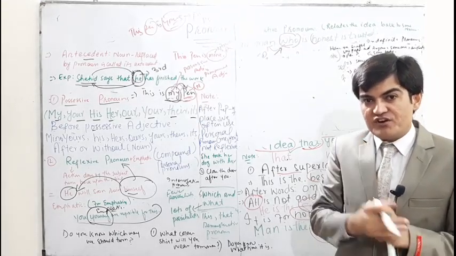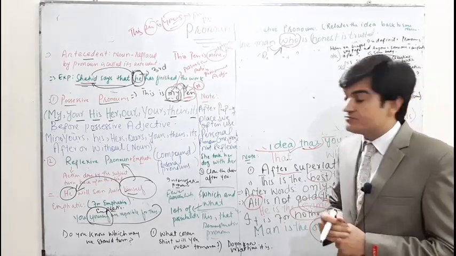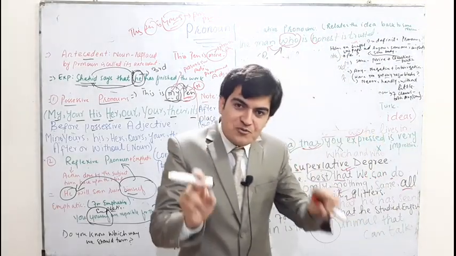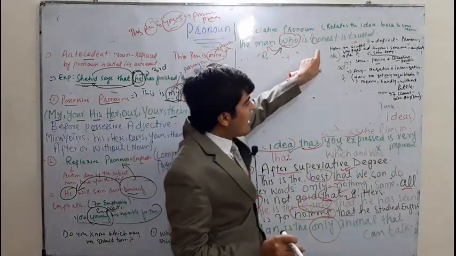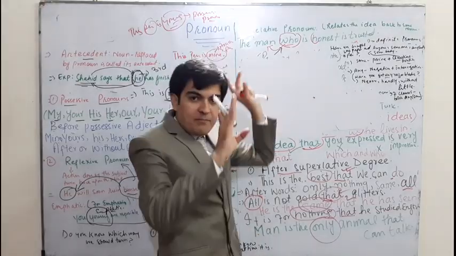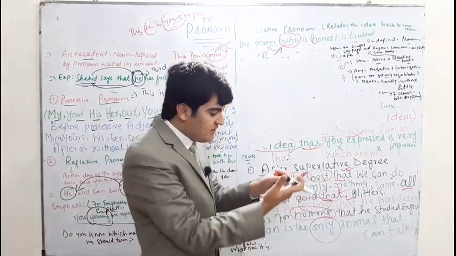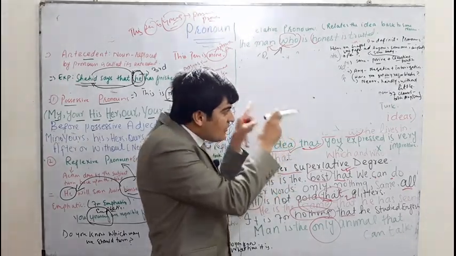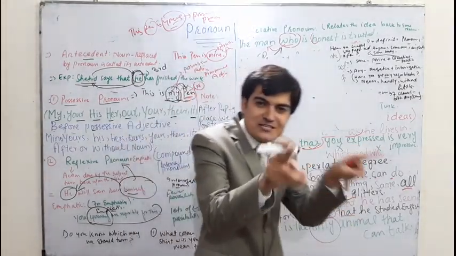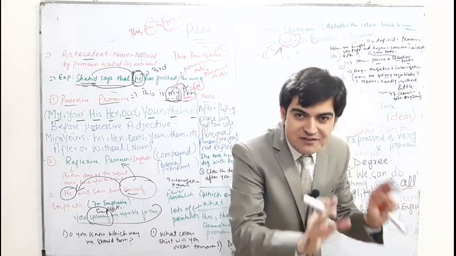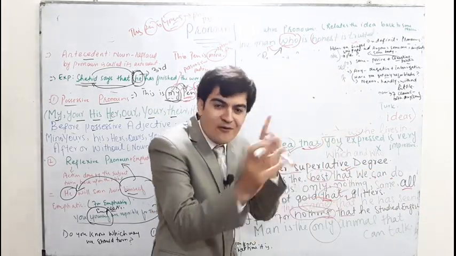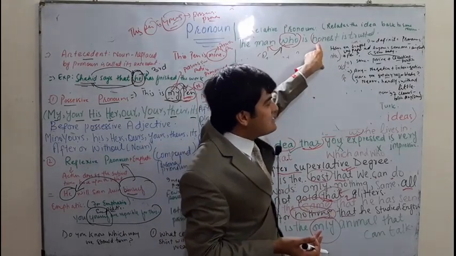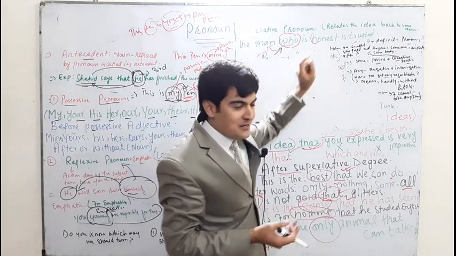But before talking about indefinite pronouns, I must tell you the difference between some and any. When you understand the difference between some and any, it will be applied to all. For example, somebody, anybody, someone, anyone. Means some or any ke darmiyan jo fark hai, wahi fark someone or anyone ke darmiyan hai. Wahi fark anyone or anybody ke darmiyan hai. But the first thing required to be understood is the difference between some and any.